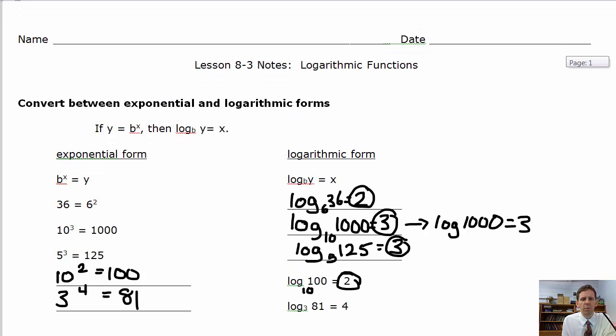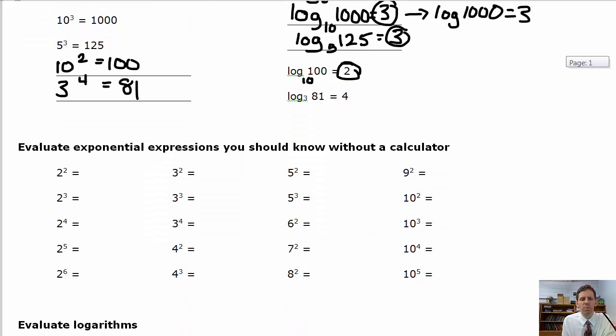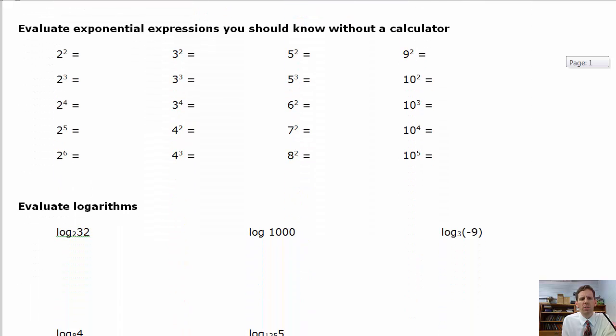So now we can tell the difference between exponential and logarithmic forms. What we have here next is a whole bunch of exponential expressions you should probably know without a calculator. What's nice is if you know these without a calculator, it should speed up the process of getting homework problems or math problems that you're working on done. These are things that you should know as easily as 2 plus 2 or 3 plus 3. What I'd like you to do is, in just a moment, pause the video, see how many of these you can come up with without using a calculator.